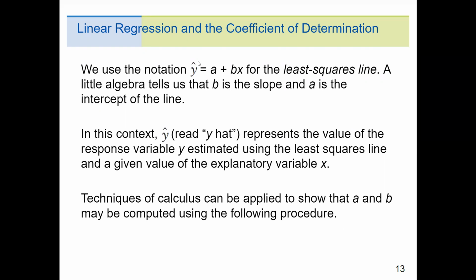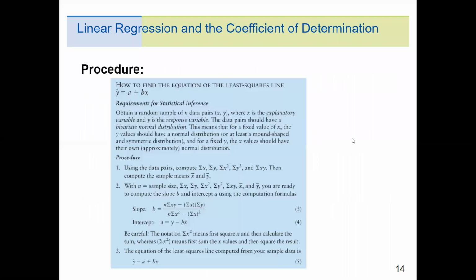We use the notation y hat equal to a plus bx for the least squares line. A little algebra tells us that b is the slope and a is the intercept of the line. In this context, y hat represents the value of the response variable y estimated using the least squares line and a given value of the explanatory variable x. Techniques of calculus can be applied to show that a and b may be computed using the following procedure.